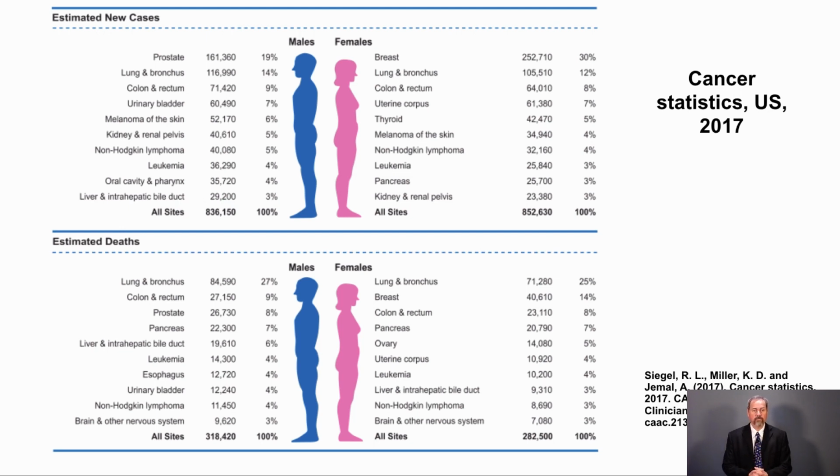But if you go to the estimated deaths, you see that lung cancer is the main one across the board, either for female or male. And the second is colon and rectum cancer, and then we have breast for women, and prostate for men. So you see that the main cancers in the United States for male and female are also the main cancers that cause death among this population, essentially lung, colon or intestines, breast, and prostate.